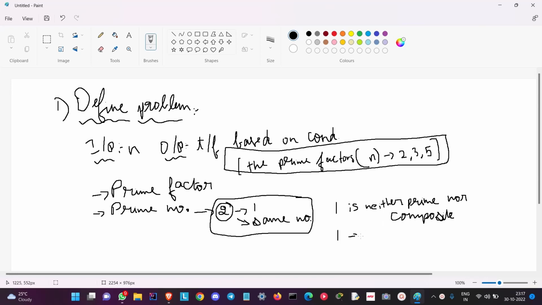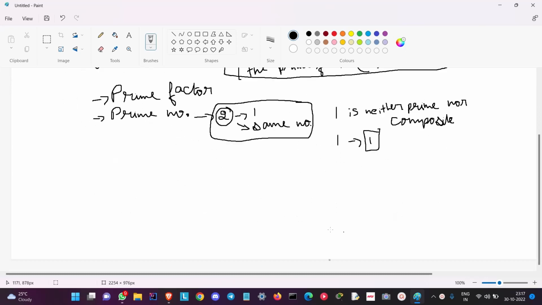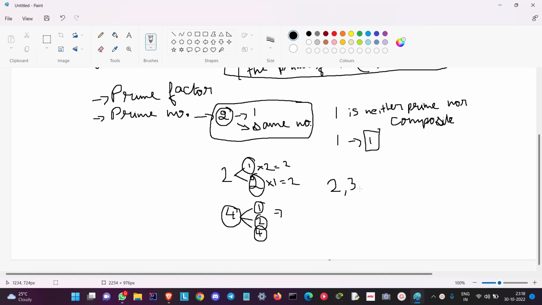Why? This is because 1 has only one factor, which is the number itself. When we consider other numbers, like 2, the factors of 2 are 1 and 2. So 1 into 2 is 2 and 2 into 1 is 2. Let's consider the factors of 4. The factors of 4 are 1, 2 and 4. In this case there are 3 factors for 4, so we cannot include it as a prime number. Hence it is a composite number. The prime numbers are 2, 3, 5, 7, 11 and so on.